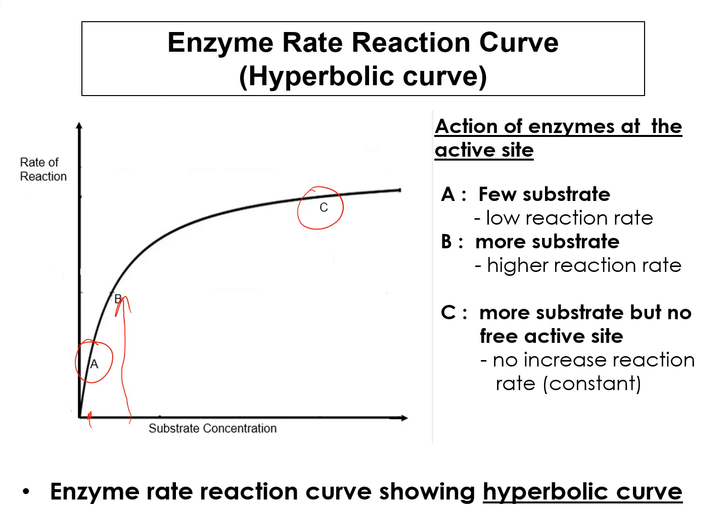But at point C, even though we have more substrate concentration, there will be no increase in the rate of reaction because there is no more free active site. All of the active sites of the enzymes are occupied by the substrate.